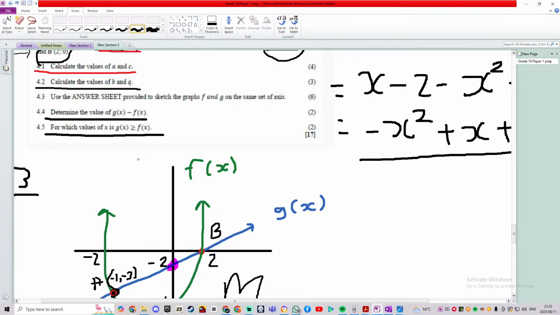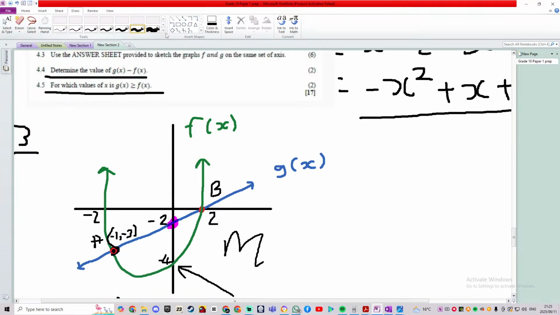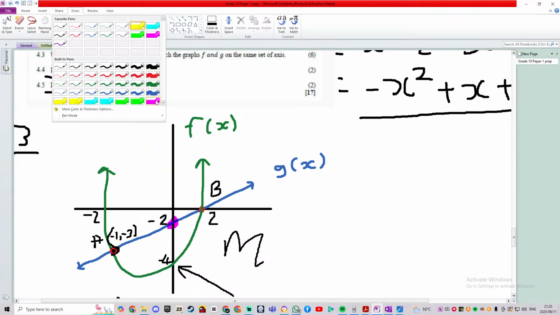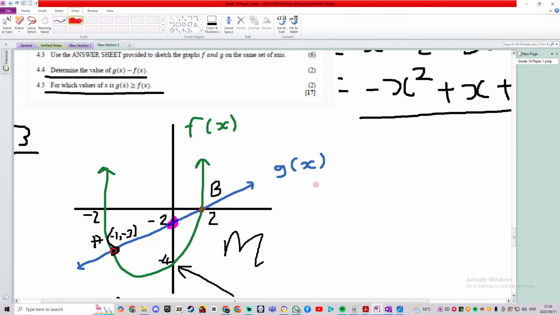Okay, so we look at g of x, which is the straight line. Where is it above f of x or equal to? So we're gonna include. Oh, my highlighter is cooked. I'm gonna use red. I'm gonna make it massive. So at this point here, they are equal, where x is equal to -1. And here they are equal, where x is equal to 2. Can we see that?